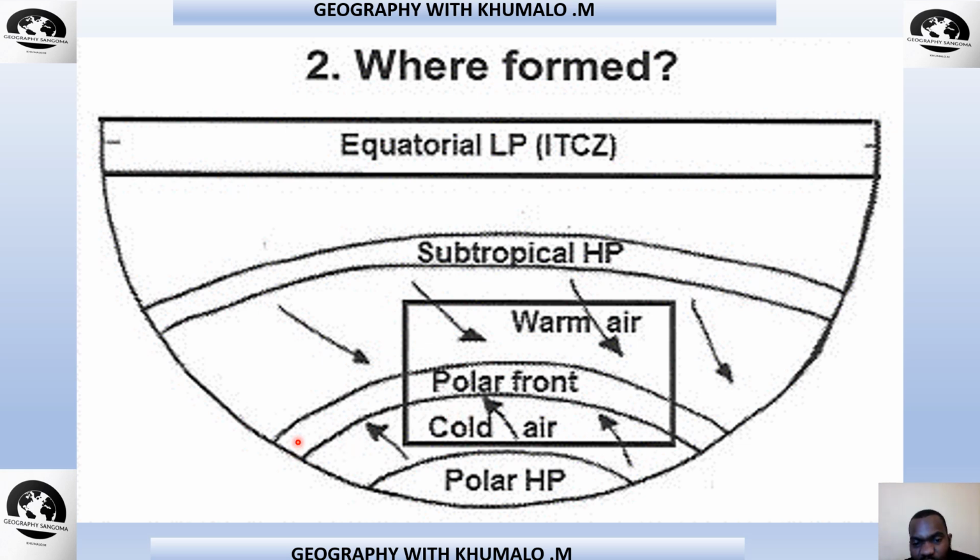You can see there the presence of your polar front, grade 12. So that is exactly the position where our mid-latitude cyclones are forming. They form between 30 and 60 degrees north and south of the equator. There you can see the warm air from the tropical region, and the polar cold air, grade 12, that is meeting to form the polar front.